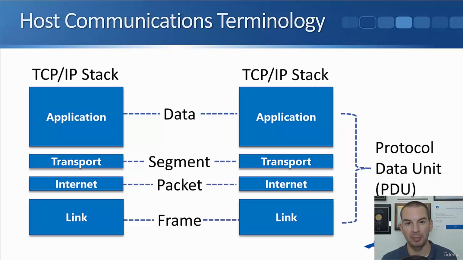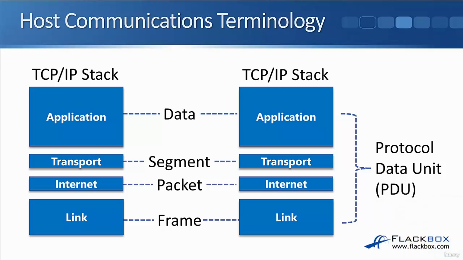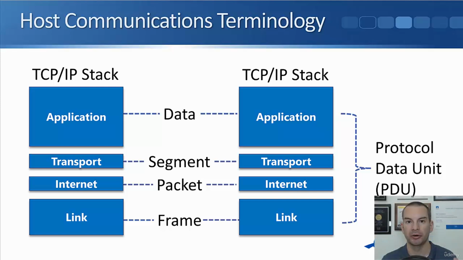For communications up at the application layer, that's called data. For communications between the transport layer on 2 different hosts, that's called segments. Between the internet layer, those are our packets. And down at the link layer, those are our frames.